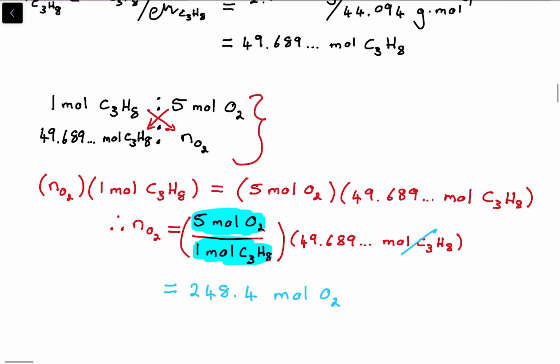So if you are calculating the number of moles of O2, then just ensure that the unit that you have on top is mole O2. If you were calculating the number of moles of C3H8, then you should ensure that that one is the one that you have on top, and that whatever the thing that you are cancelling is the thing that you have at the bottom.